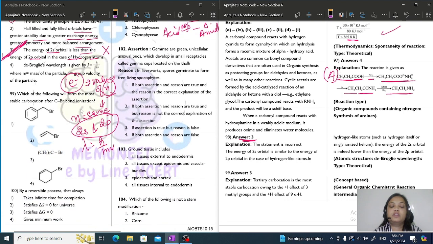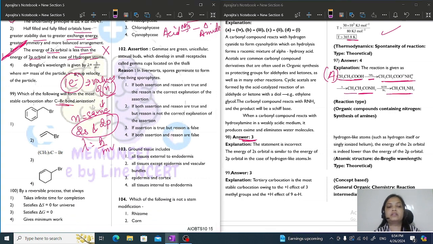Next is, which of the following will form the more stable carbocation after the C-Br bond ionization? We know that the order of stability of carbocations is tertiary, then secondary, then primary. Then we can compare allyl, benzylic carbocations and vinylic. Out of them, the tertiary carbocation will be the most stable. Here we will be getting a benzylic carbocation. Here it's a vinylic carbocation, and here it is a phenyl carbocation. So they are less stable than here, where we will be getting a tertiary carbocation.